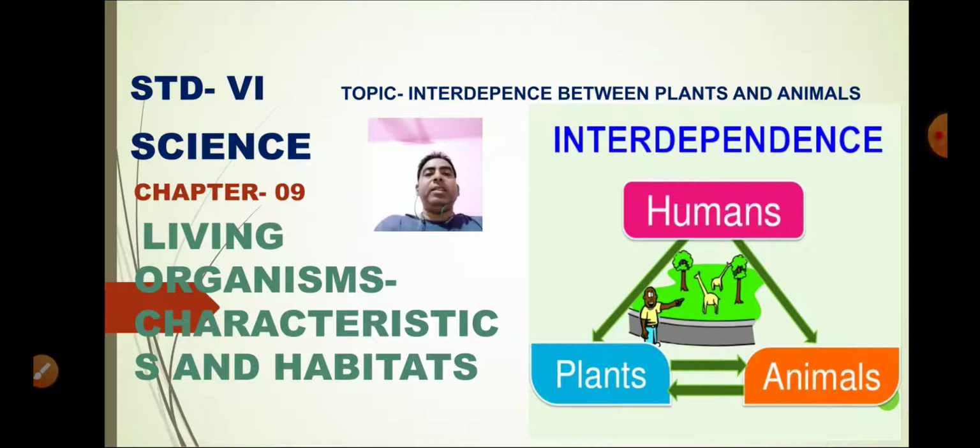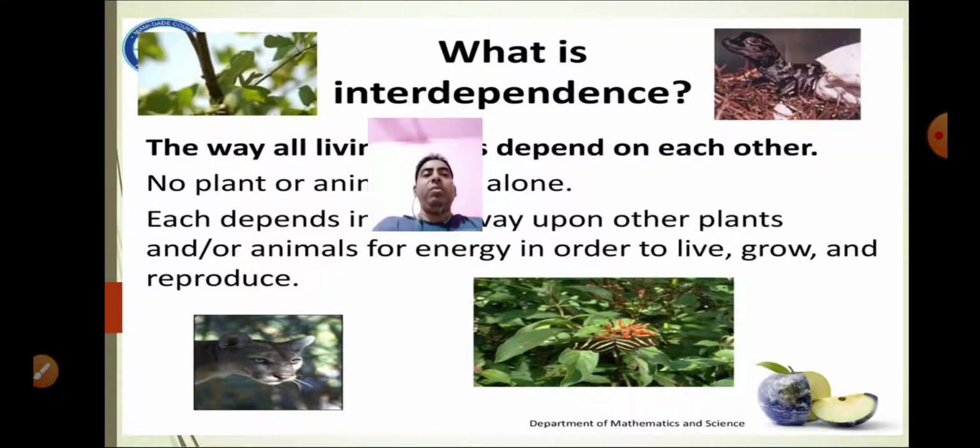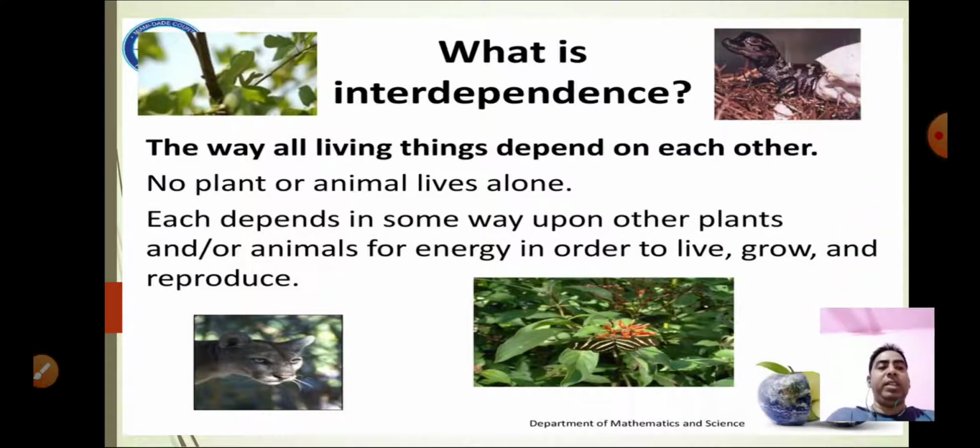We are discussing Chapter 9 Living Organisms, Characteristics and Habitats. The topic we will cover in this video is interdependence between the plants and animals. Now we are going to see this interdependence. No organism can live independently.